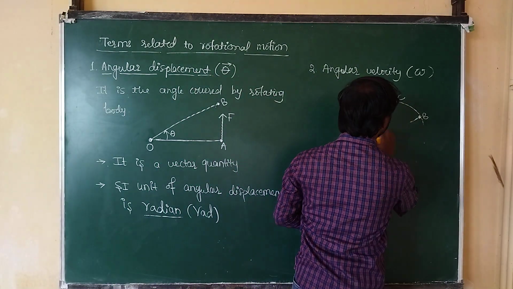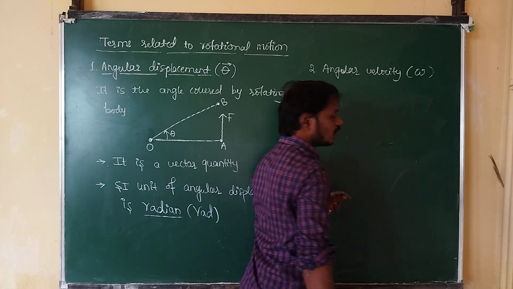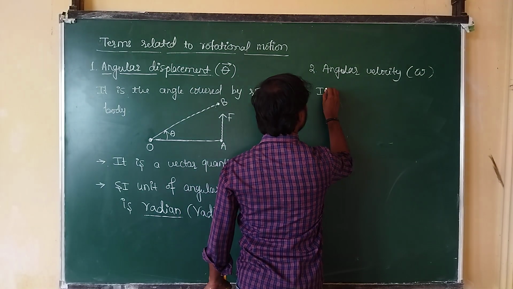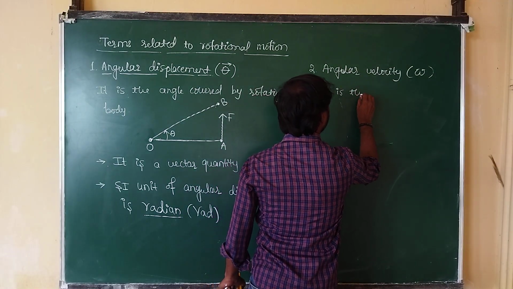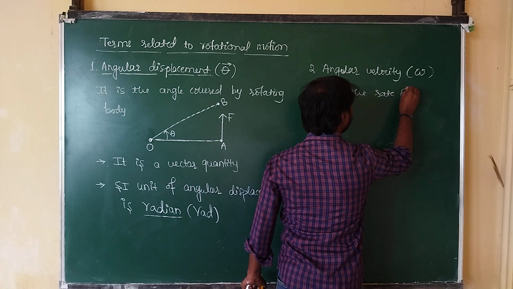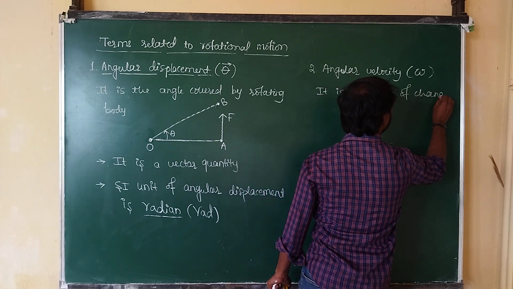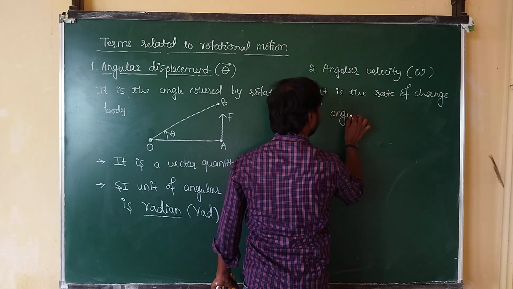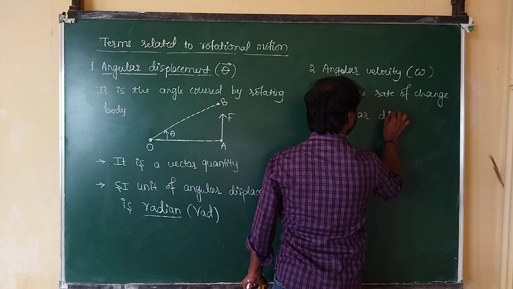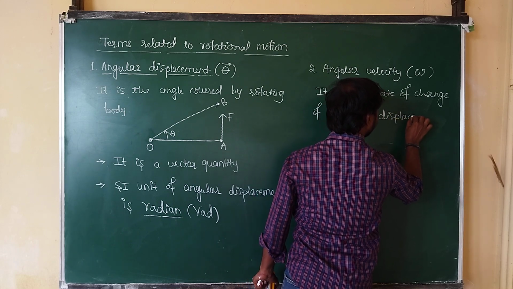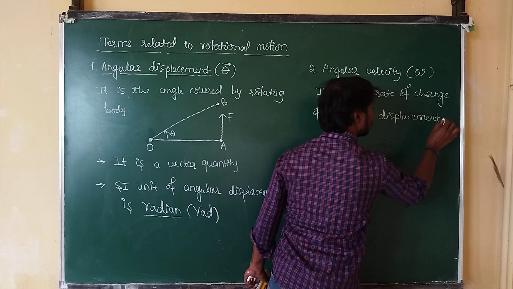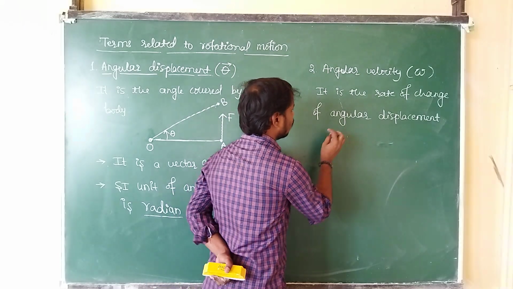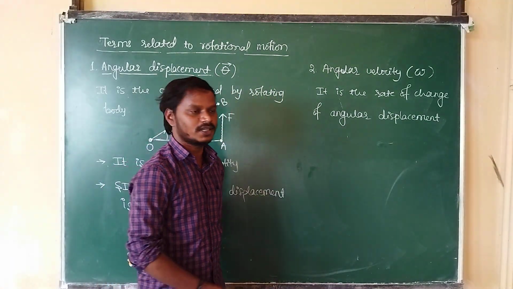Now what do you mean by angular velocity of the rotating body? It is the rate of change of angular displacement. Means there is a change in angular displacement with respect to time. Already I said that.